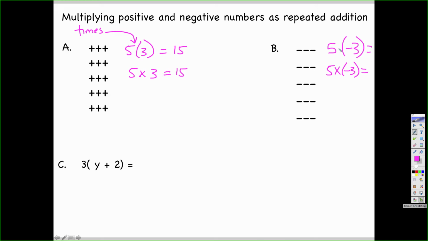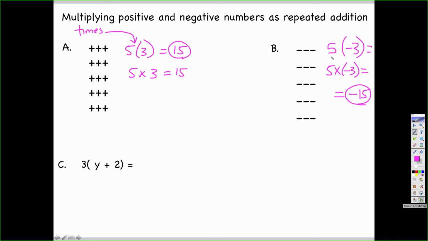So the notation's the same. Sometimes we write it like this without the times sign. Sometimes we put in the times sign. Okay, so altogether I have 15 negatives, so my answer is negative 15. Okay, sorry, I forgot to circle the answer here, positive 15.